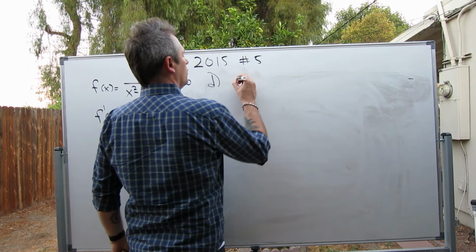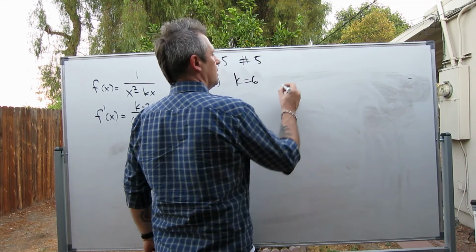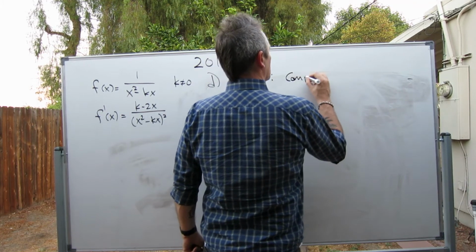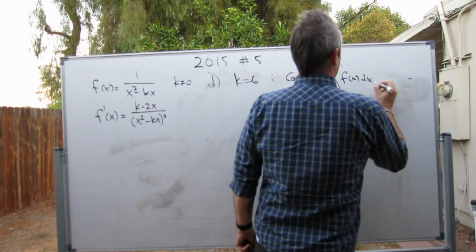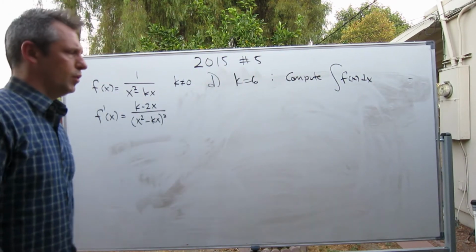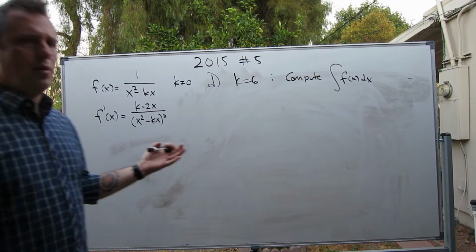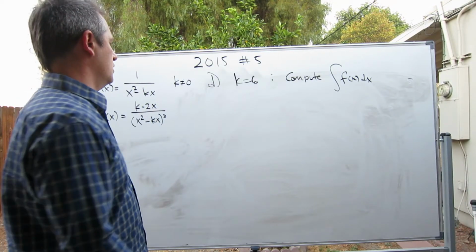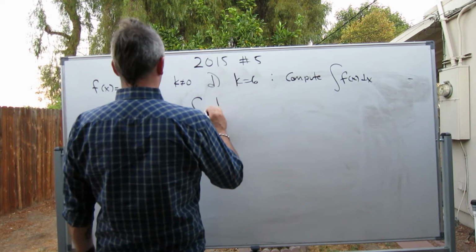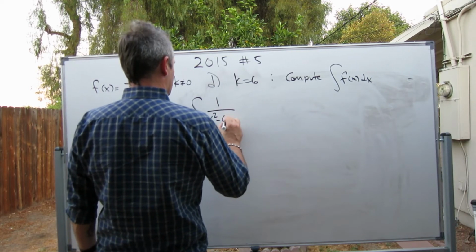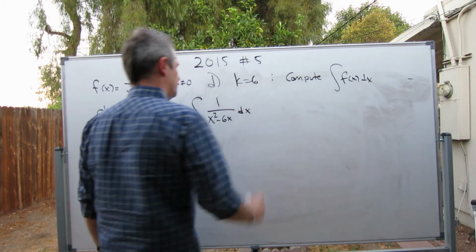For part D, we're letting k equal 6, and we want to compute the indefinite integral of f of x dx. So this should be fairly straightforward. Here we go. It's also probably the hardest part. It's the last part, so let's try to do it. So we're trying to compute the integral of 1 over x squared minus 6x dx.